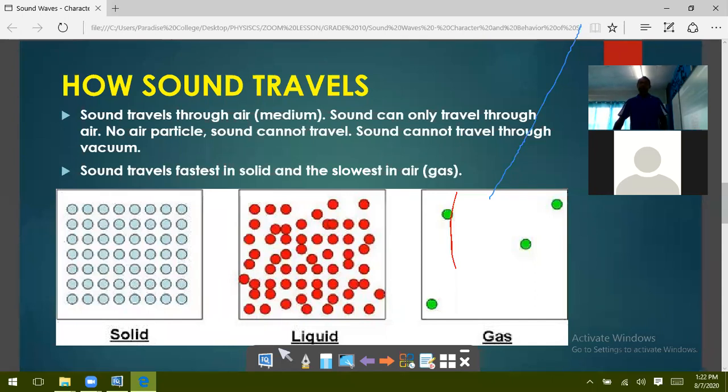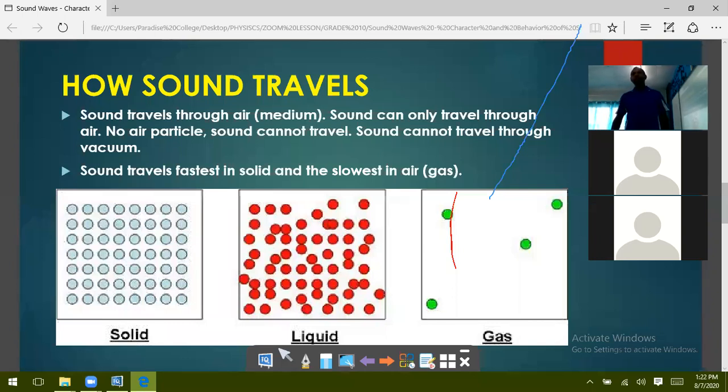Well, it's vibration. Air is basically a medium through which sound is traveling. So sound can only travel through air. If there is no air particle, sound cannot travel. That is, there is no medium through which sound could travel. Sound cannot travel through vacuum.